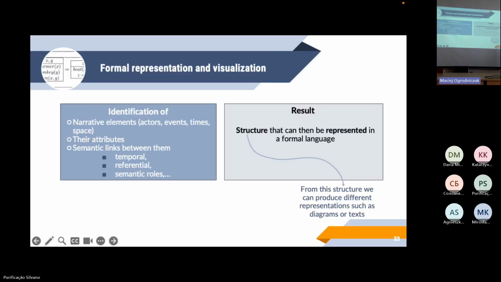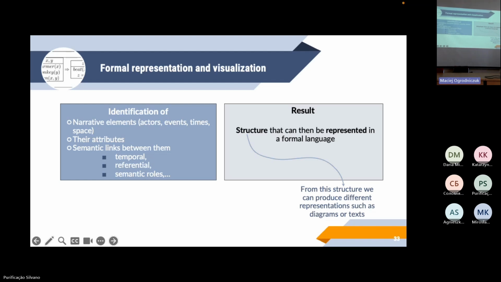So the idea was, with the annotation, we were able to identify the main elements of the narrative, right? And their attributes, and also the semantic links between them.